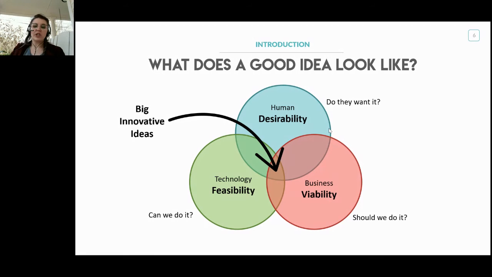Now, lastly, we want to talk about business viability. So should we do it? For any business that you're working with, humans will want a button that when you press it gives them $1,000, right? Technologically, that's very feasible. Business viability wise, they'll go bankrupt in a day, right? So you really have to make sure that you are working on something that has a good business case, right? It's something that is going to help make them money. It's going to position them better in the market. It's going to save them money. And so really looking at those different aspects.